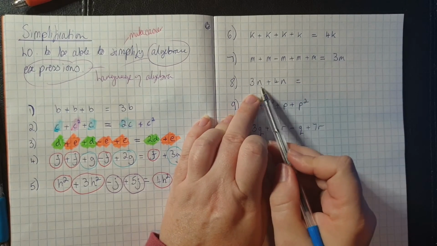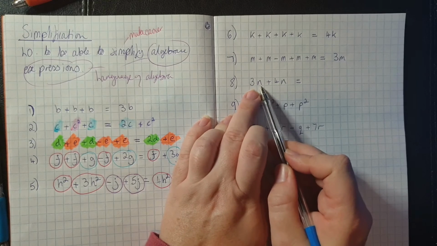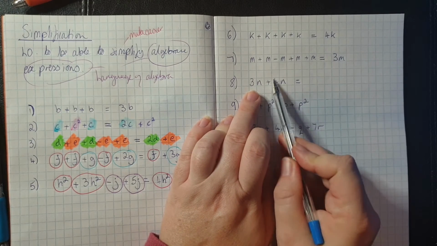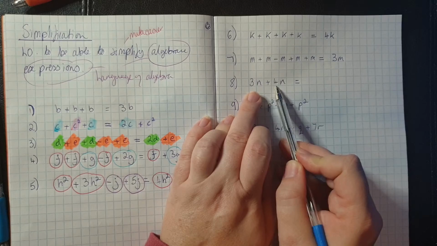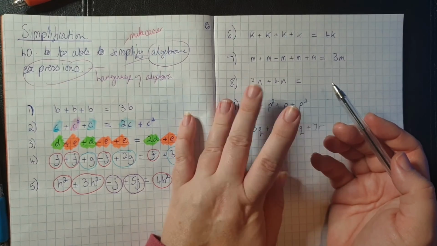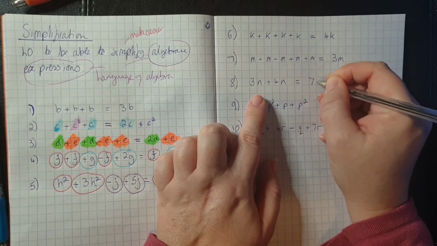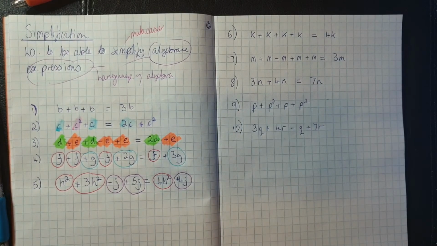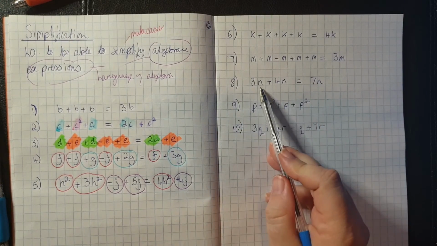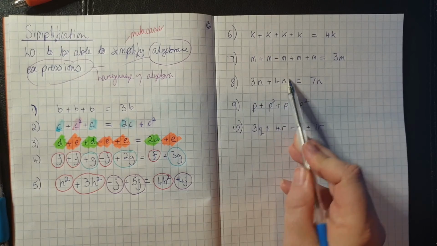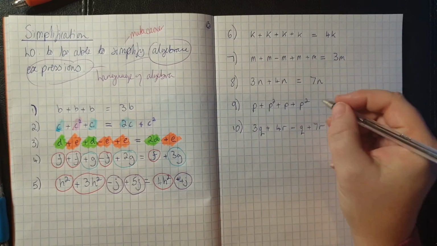Number 8, how many N's do we have here? We've got 3 of them. How many N's do we have here? We've got 4 of them. So how many altogether? 3, 4, 5, 6, 7. We have 7 N's. Lovely. So just to recap, same letter, no indices at the top, so we just add them.